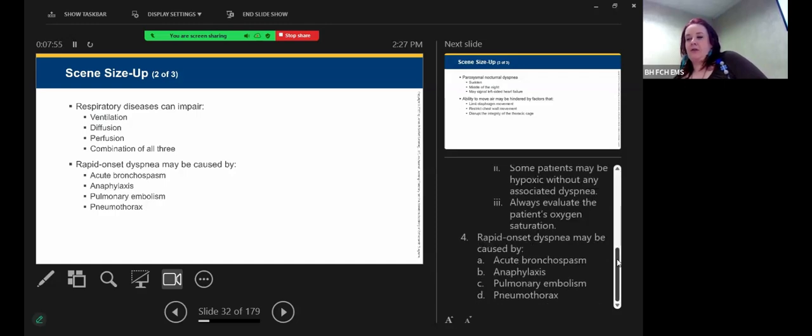So is the oxygen saturation actually going to give us a factual readout? No. So what are we going to do?